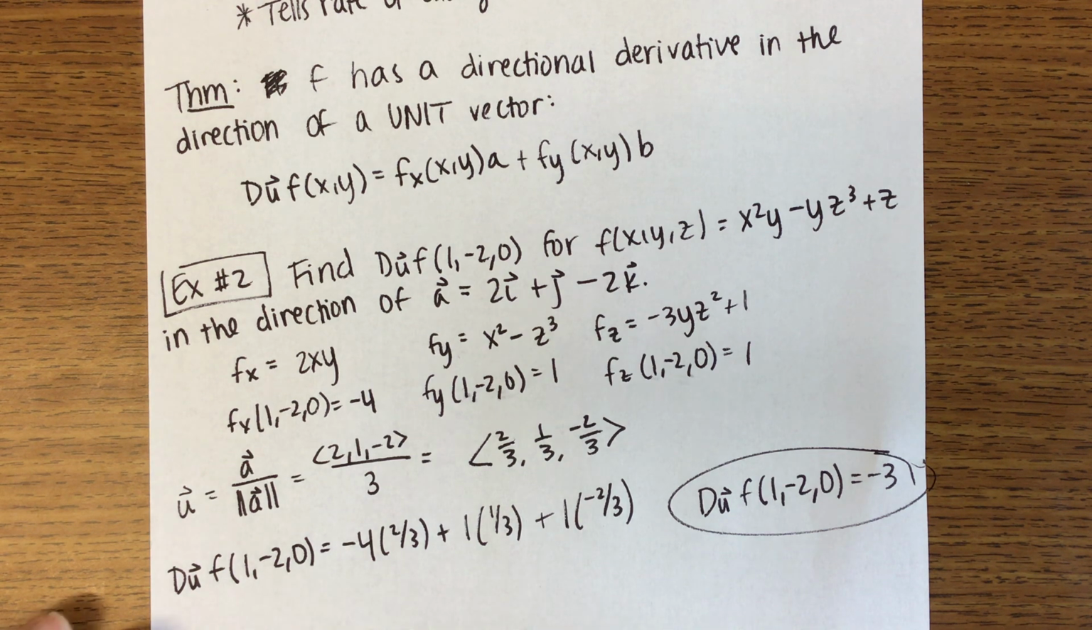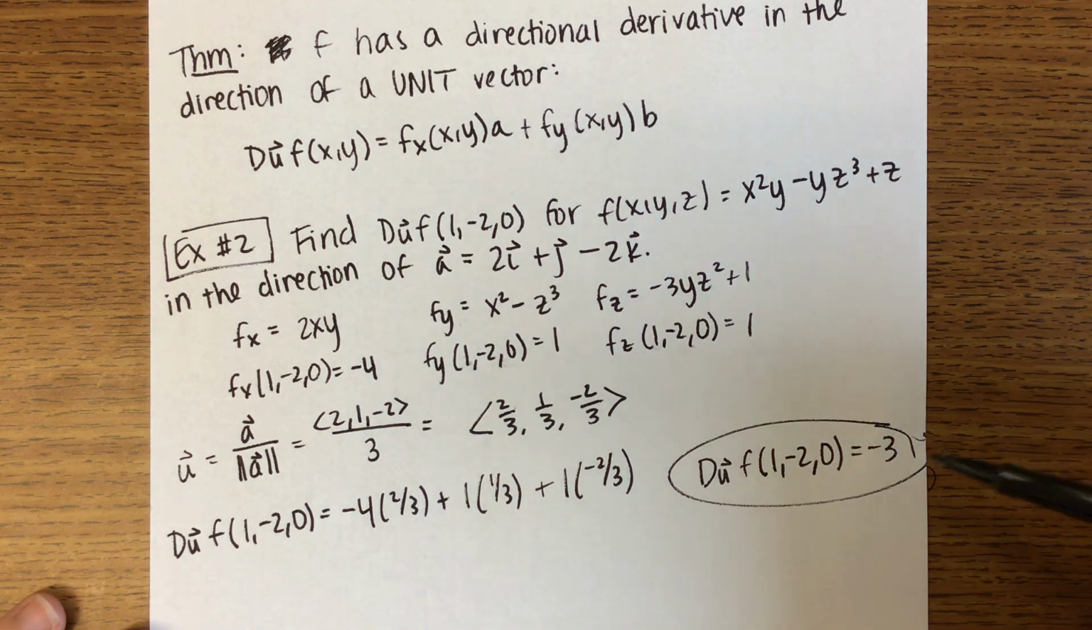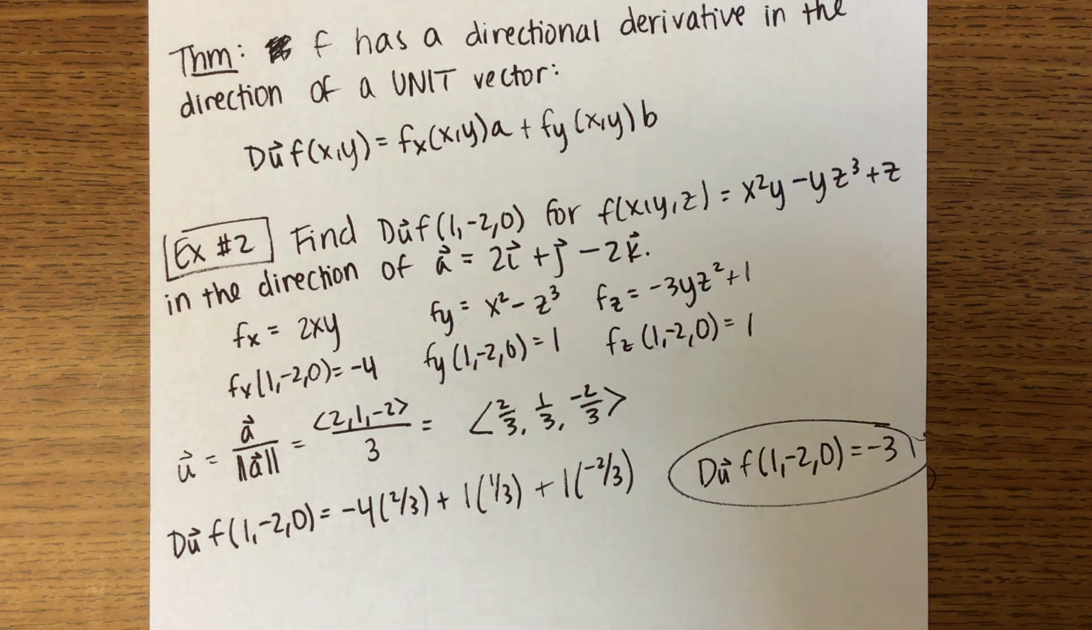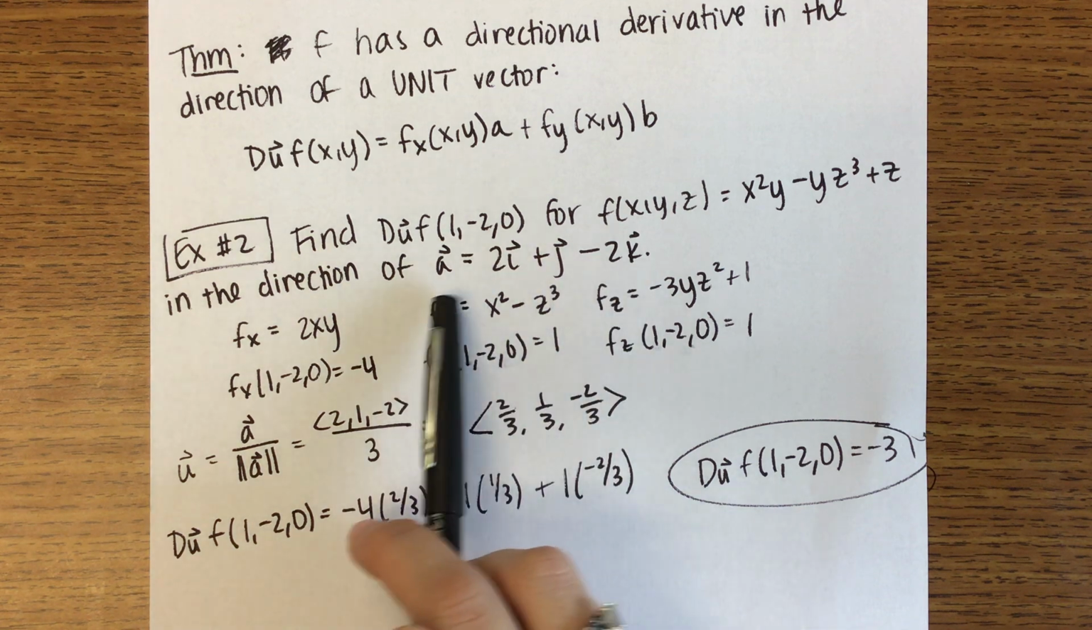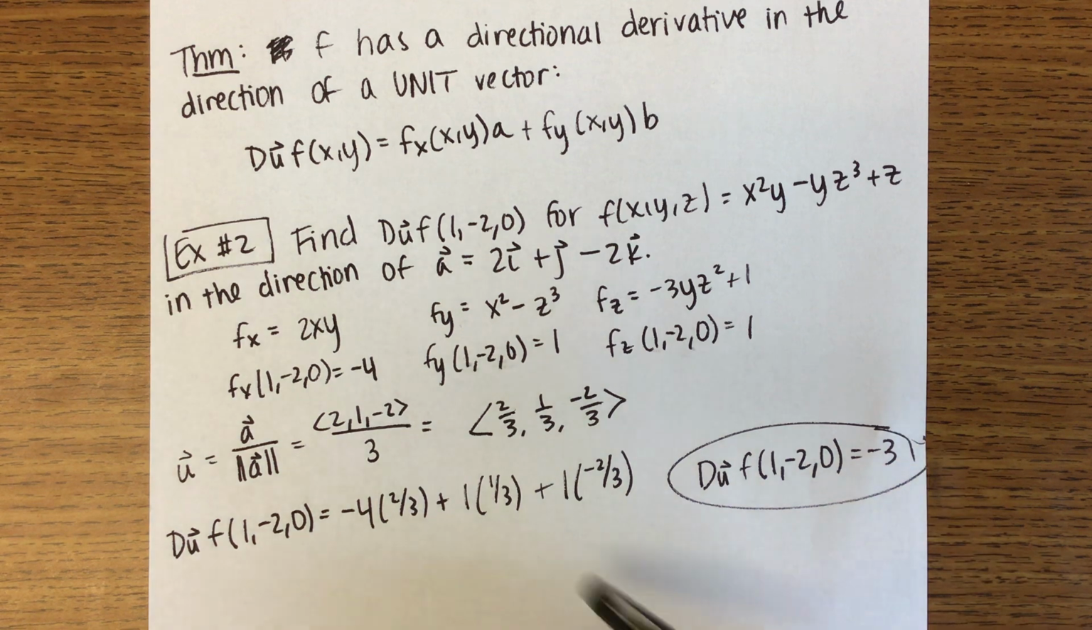So then I want to make sure we know what that means. This tells us for every unit we travel in the direction of A, f is decreasing by 3 points. Does that make sense? Every unit we travel in the A direction, f will decrease by 3 points. At that point, as soon as you get away from that point, it's going to change.